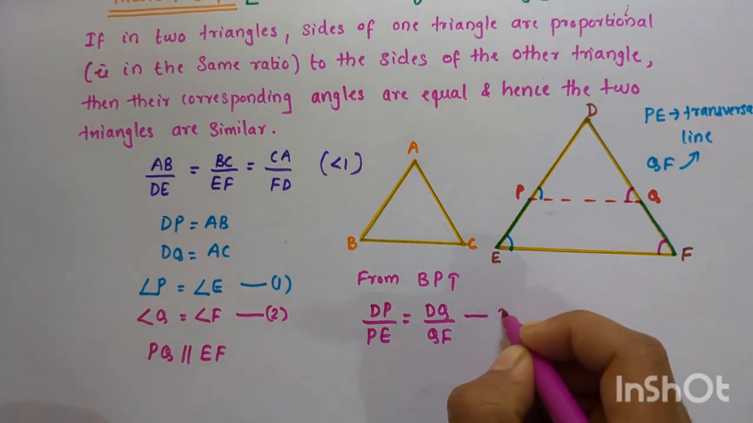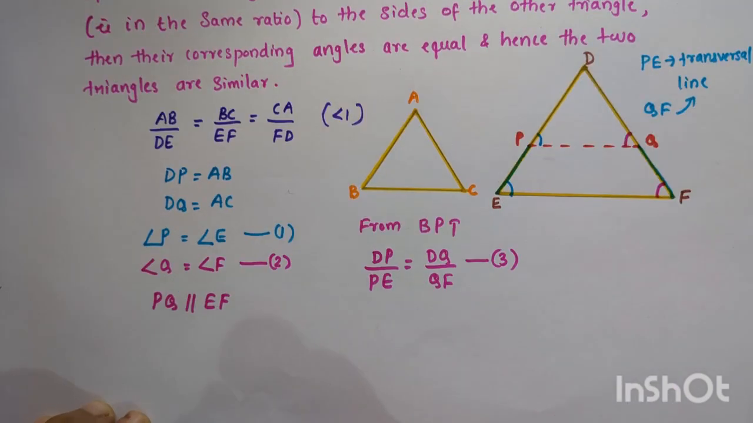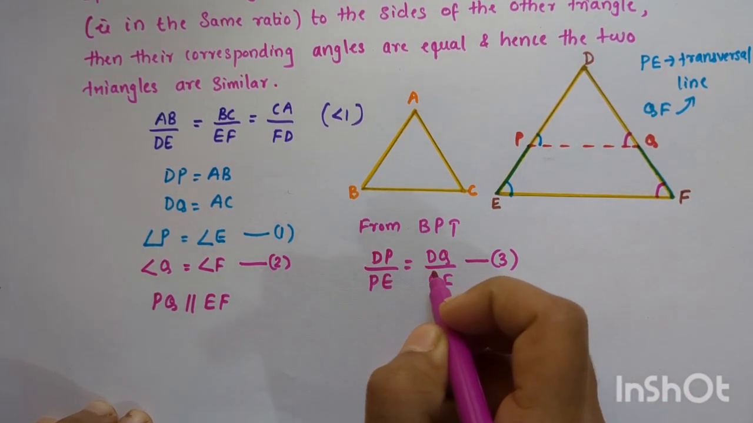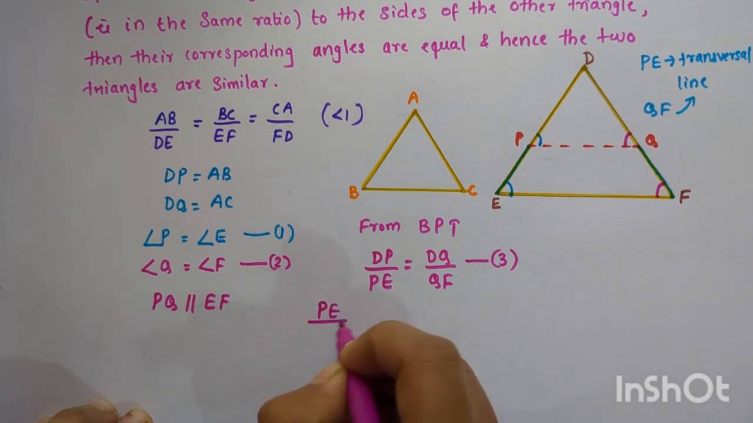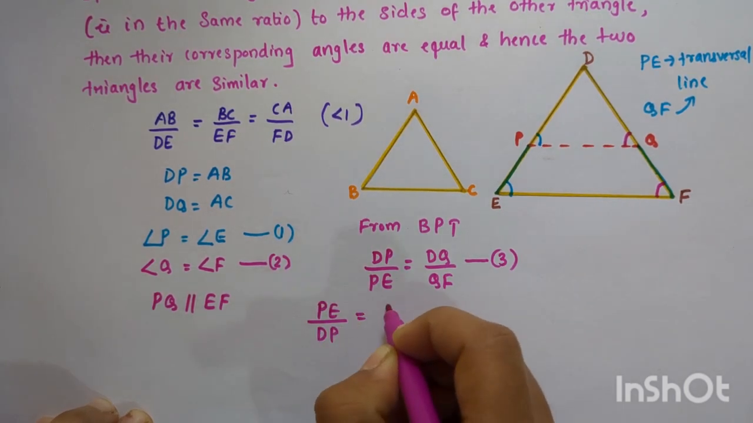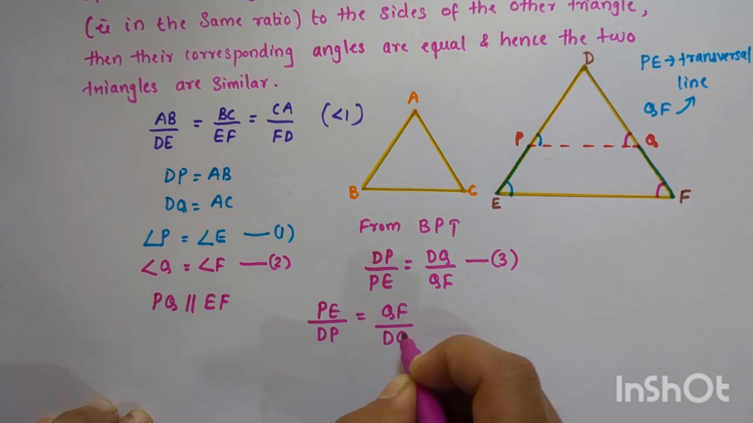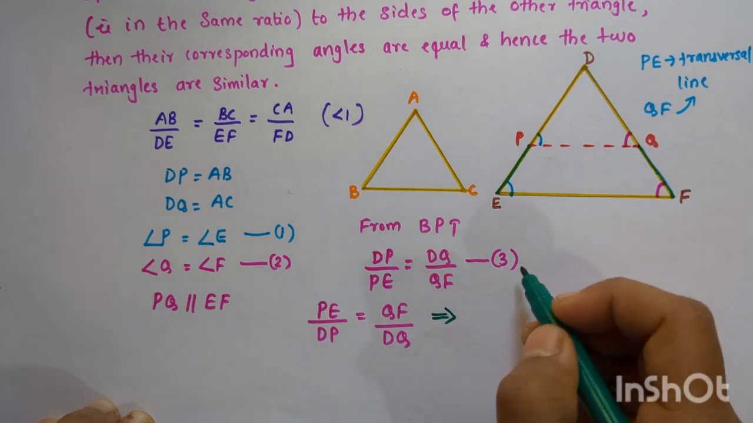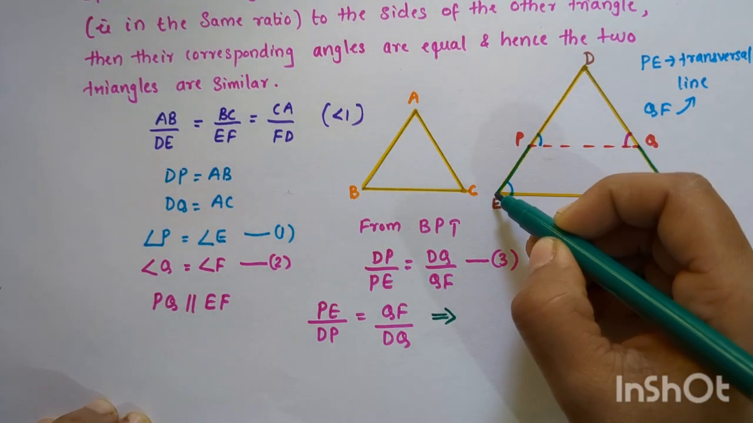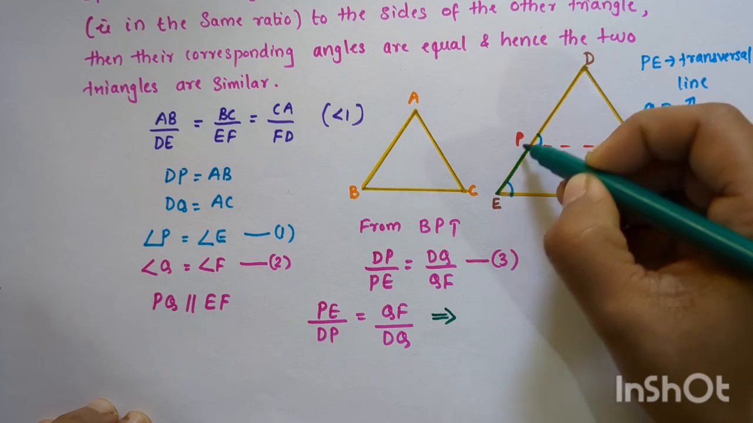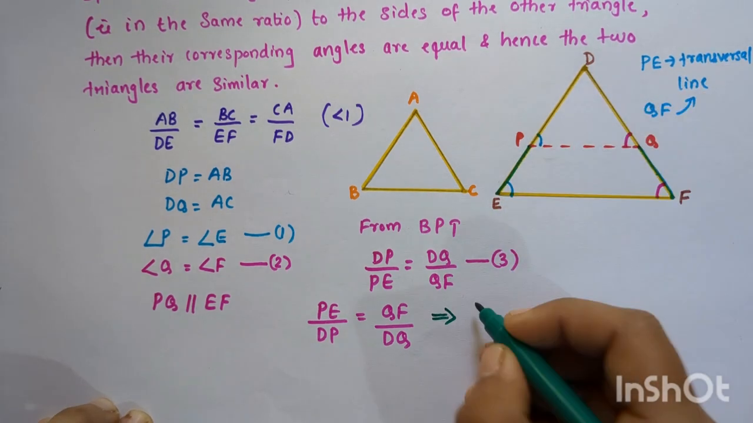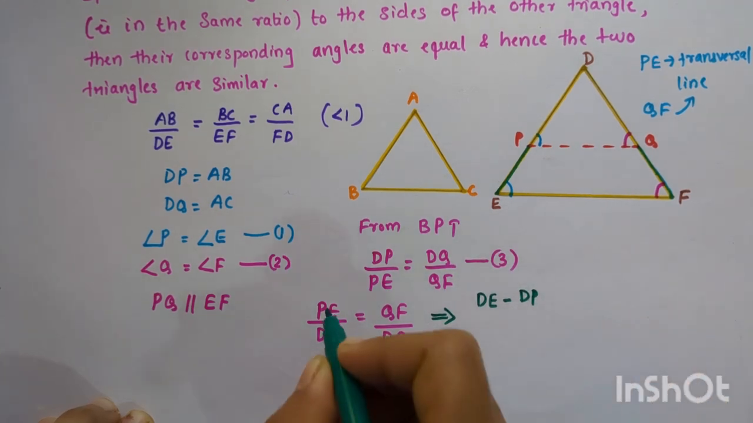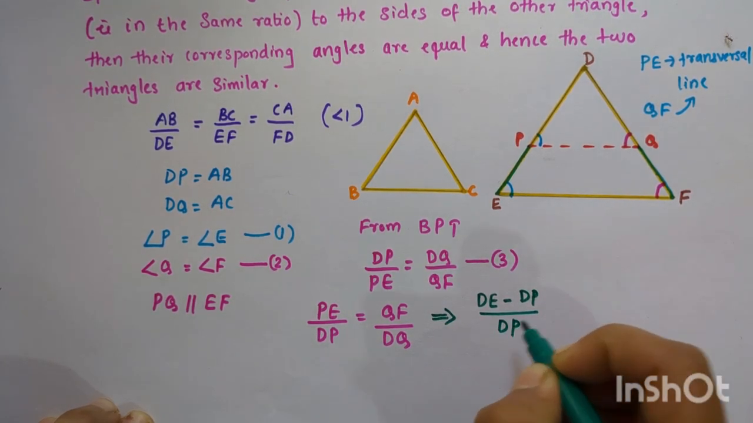And I'm taking this as 3. Now, let us inverse this equation, that is taking reciprocal on both the sides. So we can write it as PE divided by dP is equal to QF divided by dQ. Now you see, from this figure it is clear that DE minus dP is actually equal to PE. So PE can be written as DE minus dP.